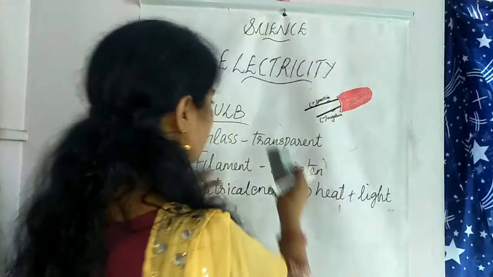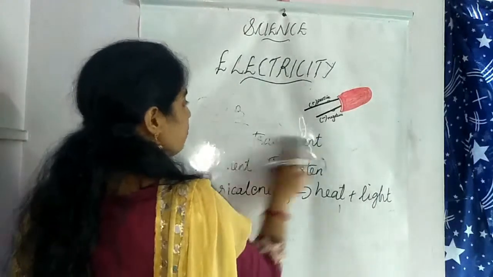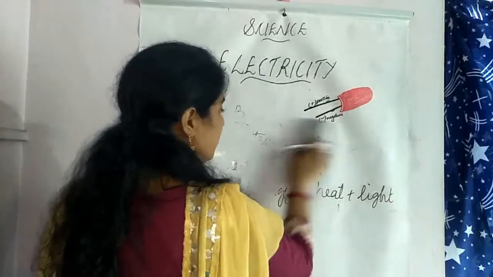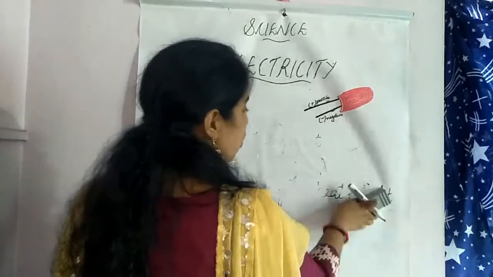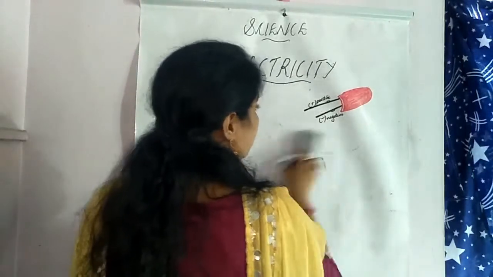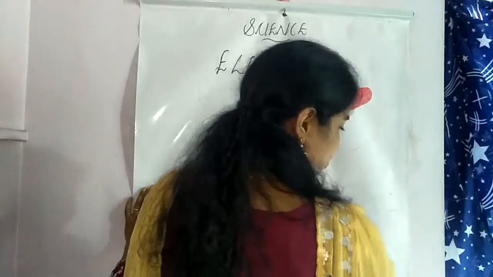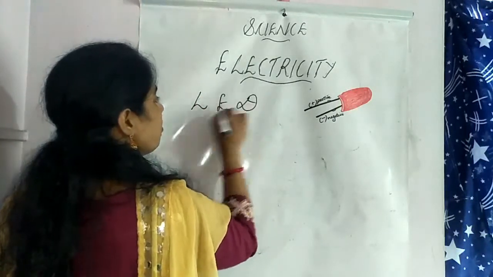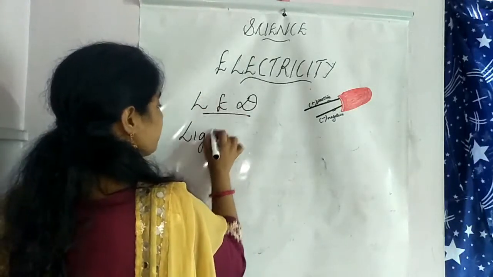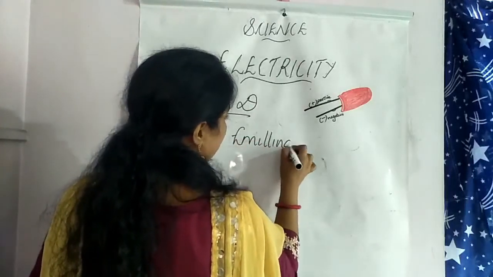Normal LED bulbs we use for decoration purposes. For any celebrations, if you want to decorate your houses, temple, mosque, church, etc. We often use them, and buildings, for festival seasons, we could see they are decorated with what? They are decorated with, yes, LED bulbs. Then what is the full form of LED? Light emitting diode.